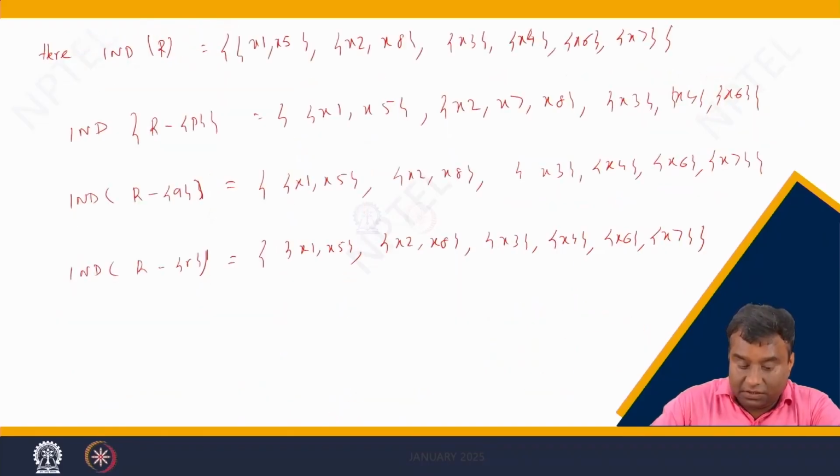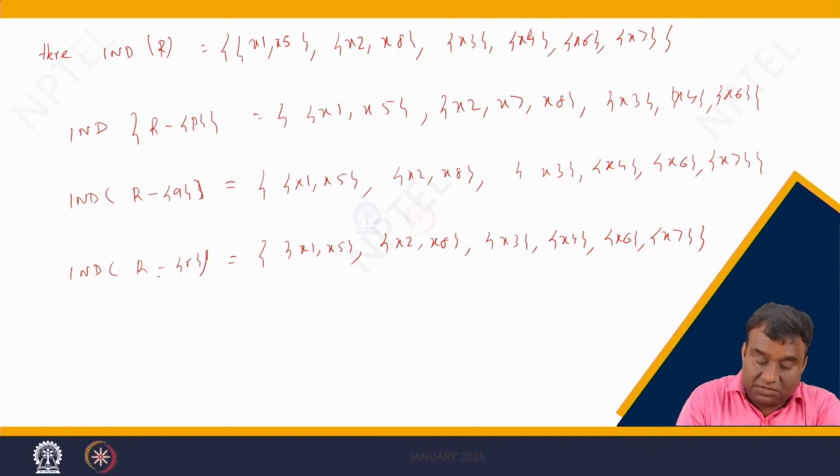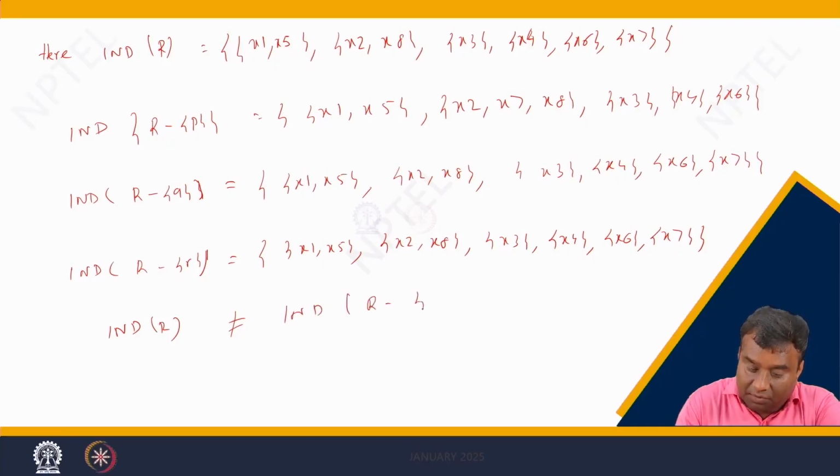So that is the indiscernibility relation of R minus P. Similarly, you can find the indiscernibility relation of R minus Q. It is x1, x5, x2, x8, x3 and so on. The indiscernibility relation of R minus r is also the same thing. So here you can check that the indiscernibility relation of R is not equal to the indiscernibility relation of R minus P. See, these two are not equal, so P is indispensable.